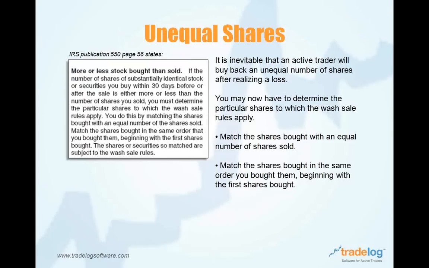So when it comes to wash sales, you have to determine the particular shares to which the wash sale rules apply. You have to match the shares bought with an equal number of shares sold, and then match the shares bought in the same order you bought them, beginning with the first shares bought. Especially now, many brokers are reporting time of day. The timestamp is important in calculating wash sales and which shares were purchased first within those windows.